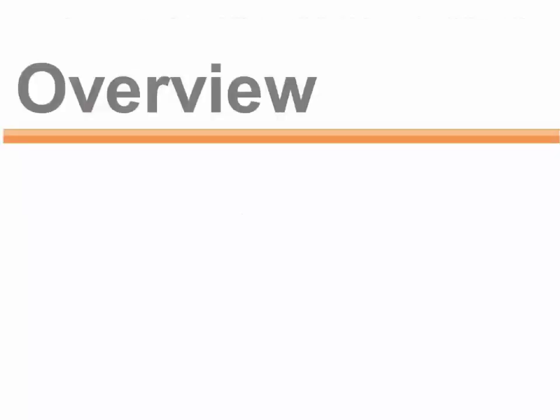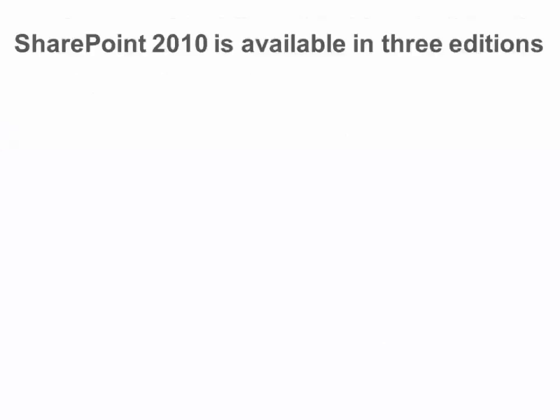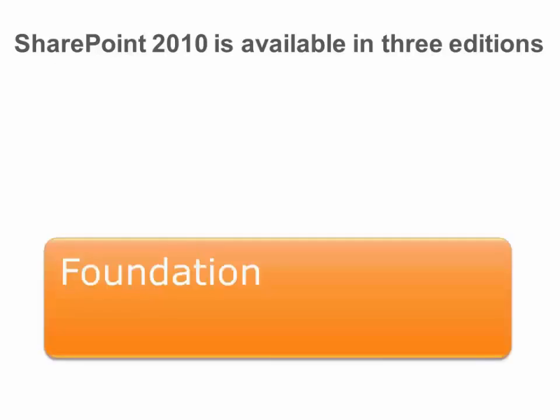So first, let me give you an overview of the SharePoint system. SharePoint 2010 is available in 3 editions. First, there's Foundation. SharePoint Foundation provides a core set of collaboration and information sharing tools, and there's no additional cost to install SharePoint Foundation on a licensed Windows server. Also, if your users are already licensed to connect to that server through your network, there's no additional user licenses.